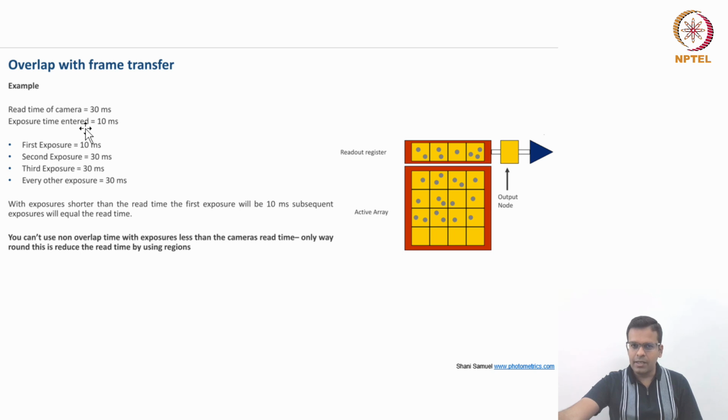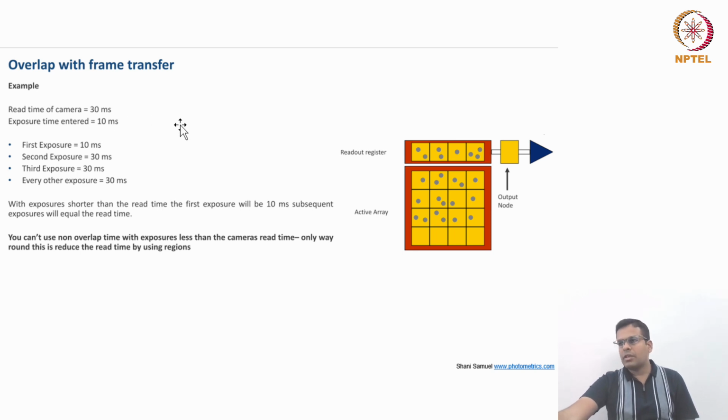So even if the exposure time you enter is 10 milliseconds, your first exposure will be 10 milliseconds, but the second exposure will be 30 milliseconds, the third exposure will be 30 milliseconds, and every other exposure will be 30 milliseconds, because your camera cannot process the data faster than 30 milliseconds. So with an exposure shorter than the read time, the first exposure will be 10 milliseconds, and subsequent exposures will equal the read time.